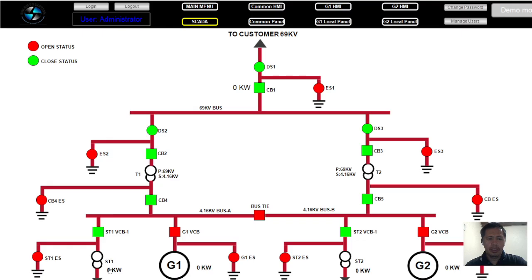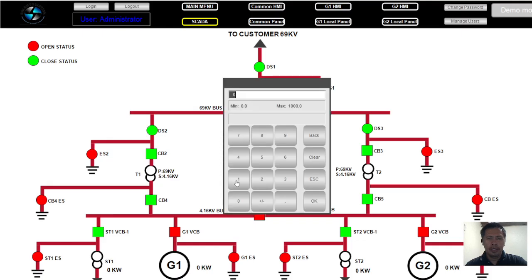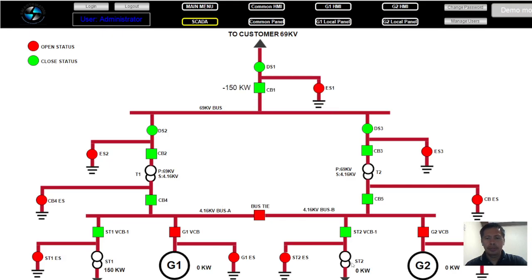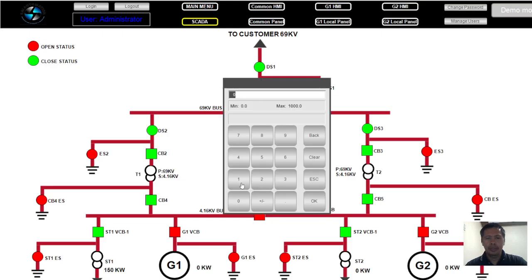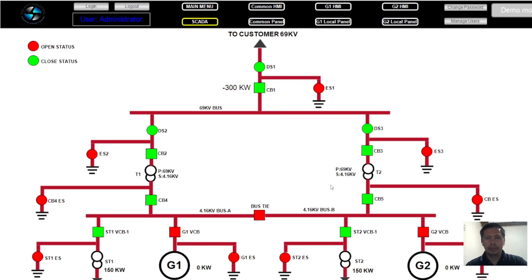So assuming we have 150 kilowatt station service here, and also here 150 kilowatt station service. You can see that now the power plant is getting power from the 69 kV. So now we will run generator 1, followed by generator 2.